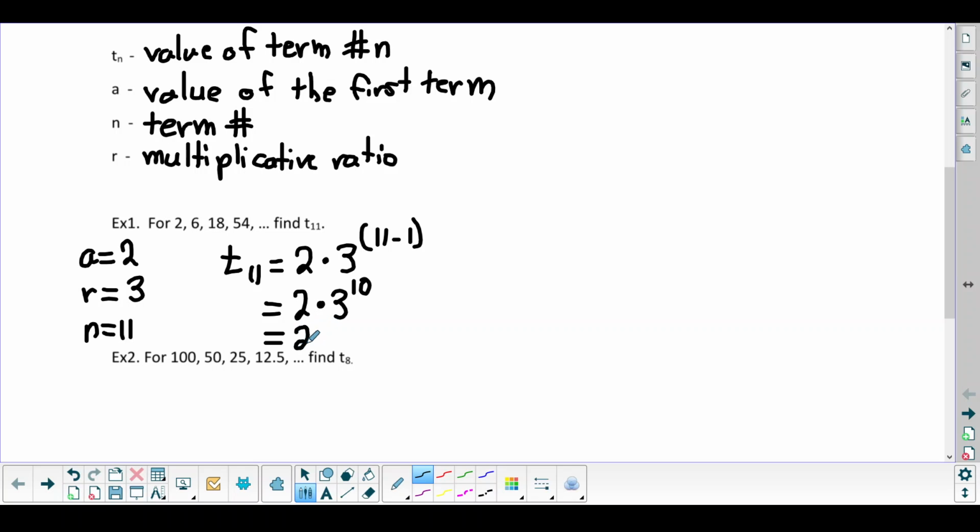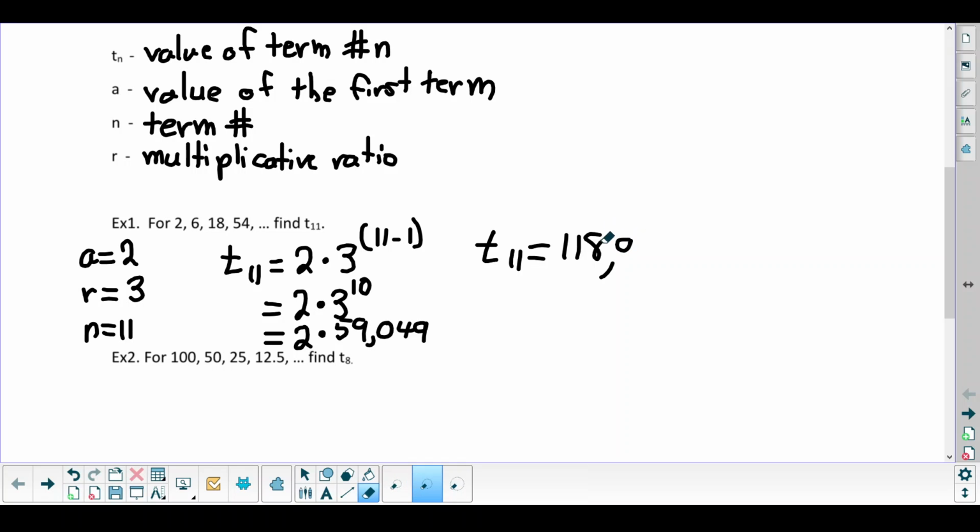Okay, you're definitely going to want to use a calculator for that one. 3 to the power of 10 is 59,049. It's a big number. And then we do the multiplication by 2. And that gives us the 11th term, which is 118,098. Okay.